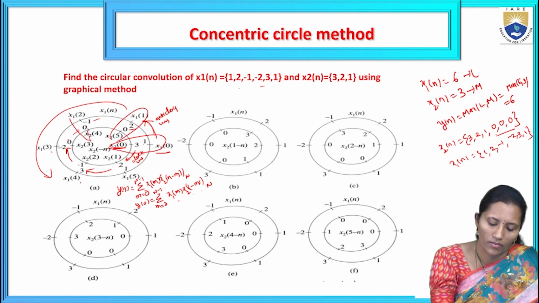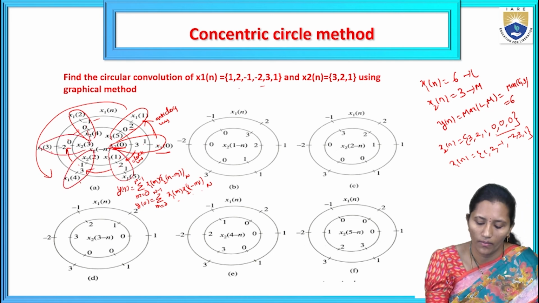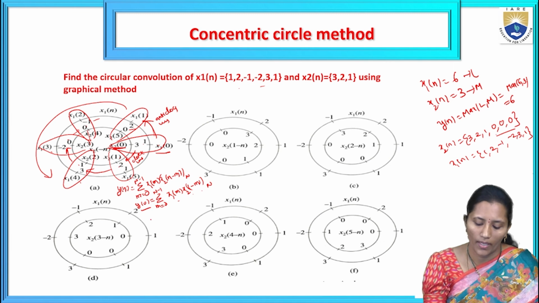And these values will be added. These products will be added to get the y of 0 value. So for y of 1, what is the formula here? Sigma m equals 0 to n minus 1, x1 of m into x2 of, here n is 1, so 1 minus m we should get.